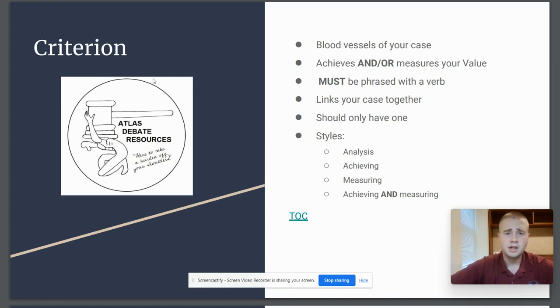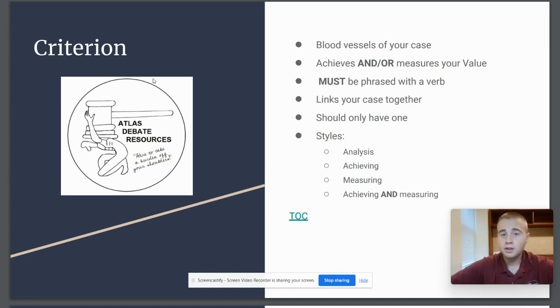Real quick note, a lot of people misunderstand this and do this incorrectly. Your criterion should and really must be phrased with a verb. The reason why is because measuring and achieving are actions, whereas a value is just an abstract idea. You can't achieve or measure something just by throwing out an idea. A common example for this would be if you look at something like security.